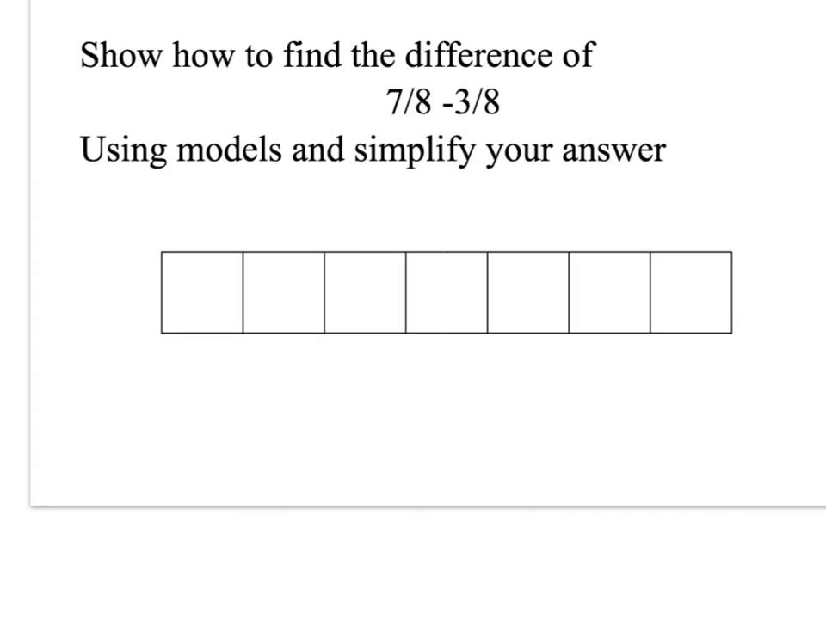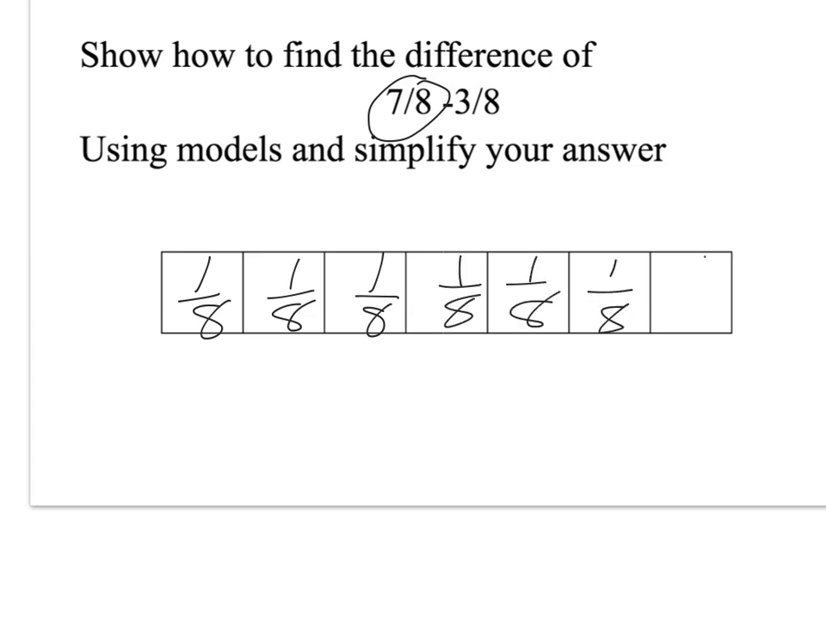The next problem we're going to do in our notes says to show how to find the difference of 7/8 minus 3/8 using models and simplify your answer. Now in this case, I am starting with 7/8. So if I look at my picture, I have 1/8, 2/8, 3/8, 4/8, 5/8, 6/8, 7/8. So I am not starting with an entire whole. I'm not starting with 8/8. I'm only starting with 7/8. That's why there's only 7/8 here. I am then going to take away 3/8.